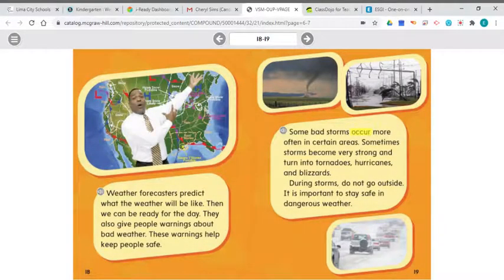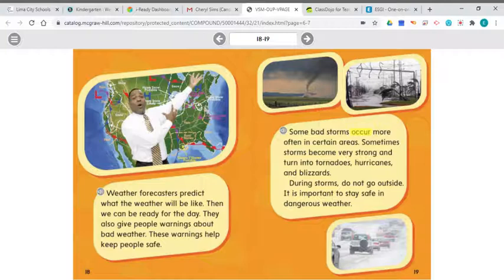Weather forecasters predict what the weather will be like. Then we can be ready for the day. They also give people warnings about bad weather. These warnings help keep people safe. Some bad storms occur more often in certain areas. Sometimes storms can be very strong and turn into tornadoes, hurricanes, and blizzards.